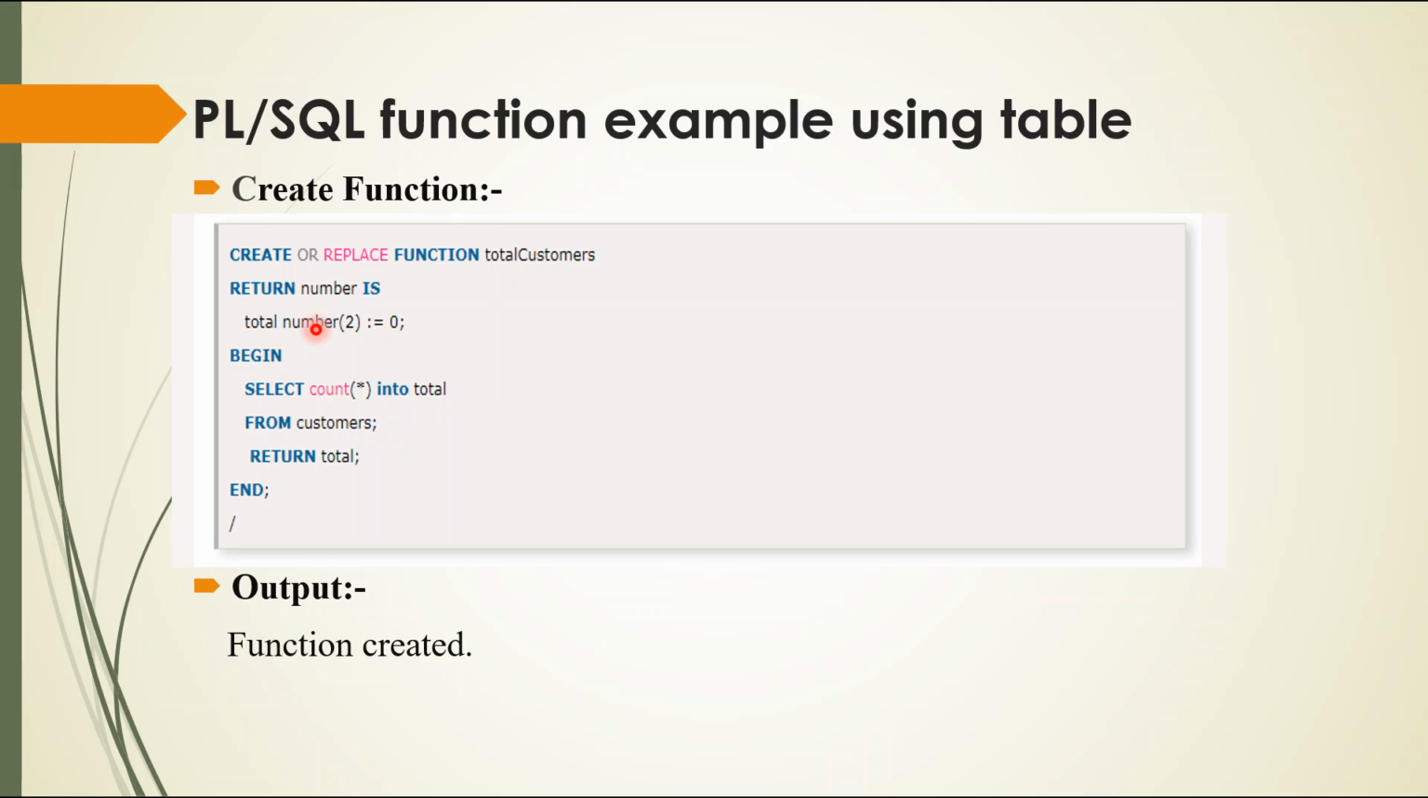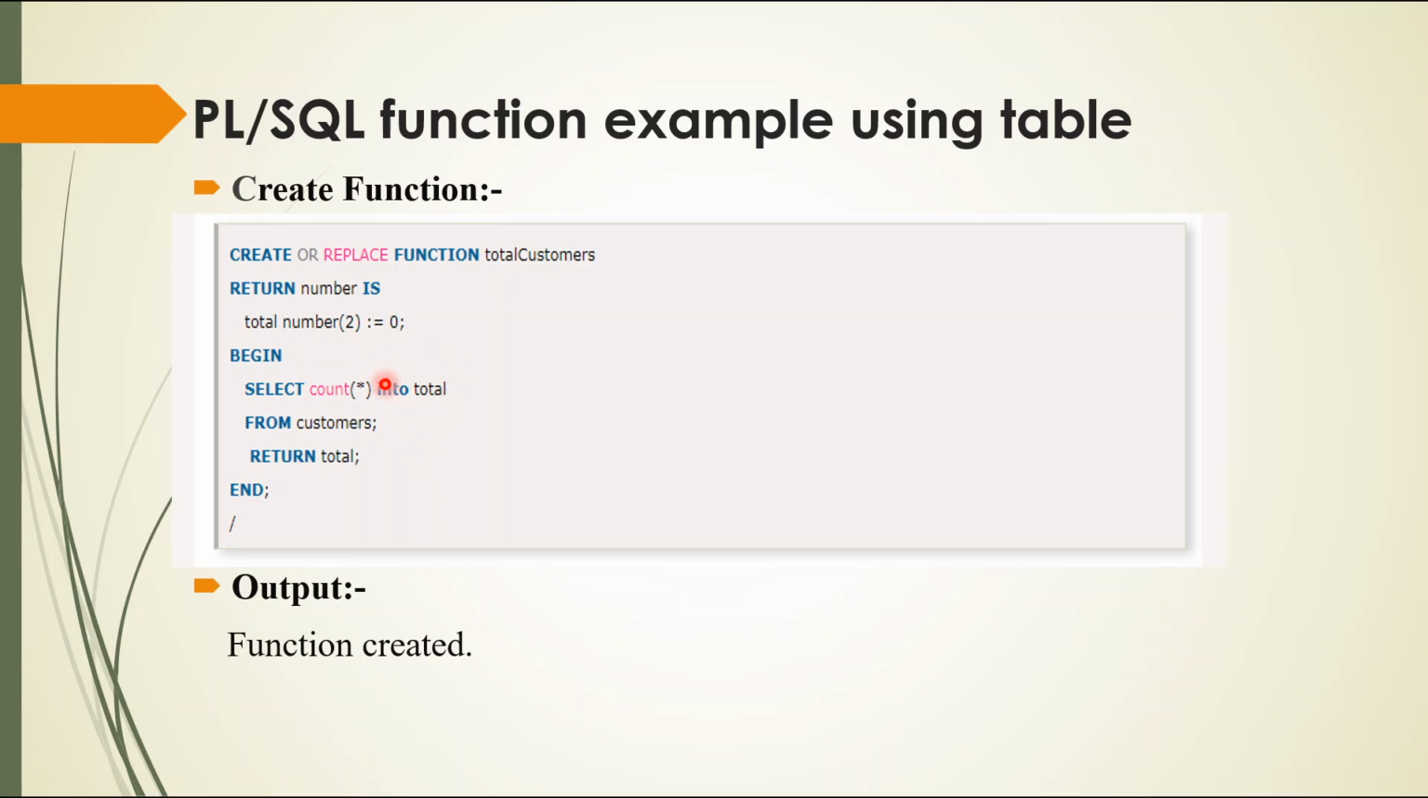Okay, so total is the data type number, and I am providing its initial size as 0. Count is 0 initially, always. Now begin and end; in between I have to write the statements. For counting I am using the aggregate function count, which I explained in earlier lectures in chapter number 9. So select count into total, which will store the count in the variable total.